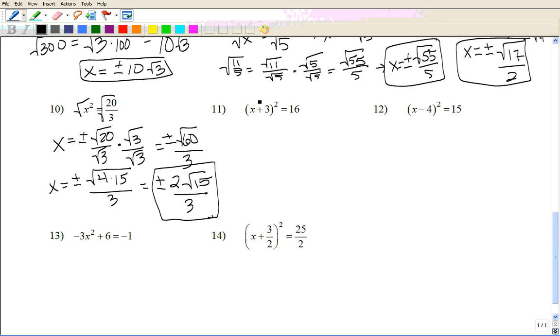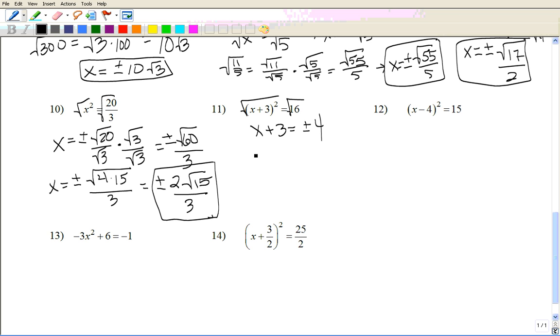Number 11. So here we have (x + 3)² = 16. You do not have to FOIL this out. You can leave it as (x + 3)². The squared term is by itself, so we could take the square root right there. The square root and the squared cancel, so we're left with x + 3. And the square root of 16 is plus or minus 4.